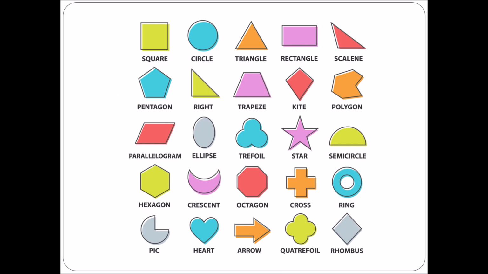There are many kinds of shapes also, from square, circle, triangle, rectangle, scalene, pentagon, right, trapeze, kite, polygon, parallelogram, ellipse, trefoil, star, semicircle, hexagon, crescent, octagon, cross, ring, pig, heart, arrow, quadrophile, and rhombus. They are all kinds of shapes, and you should know their names in English also, because it will help you for the next lectures.